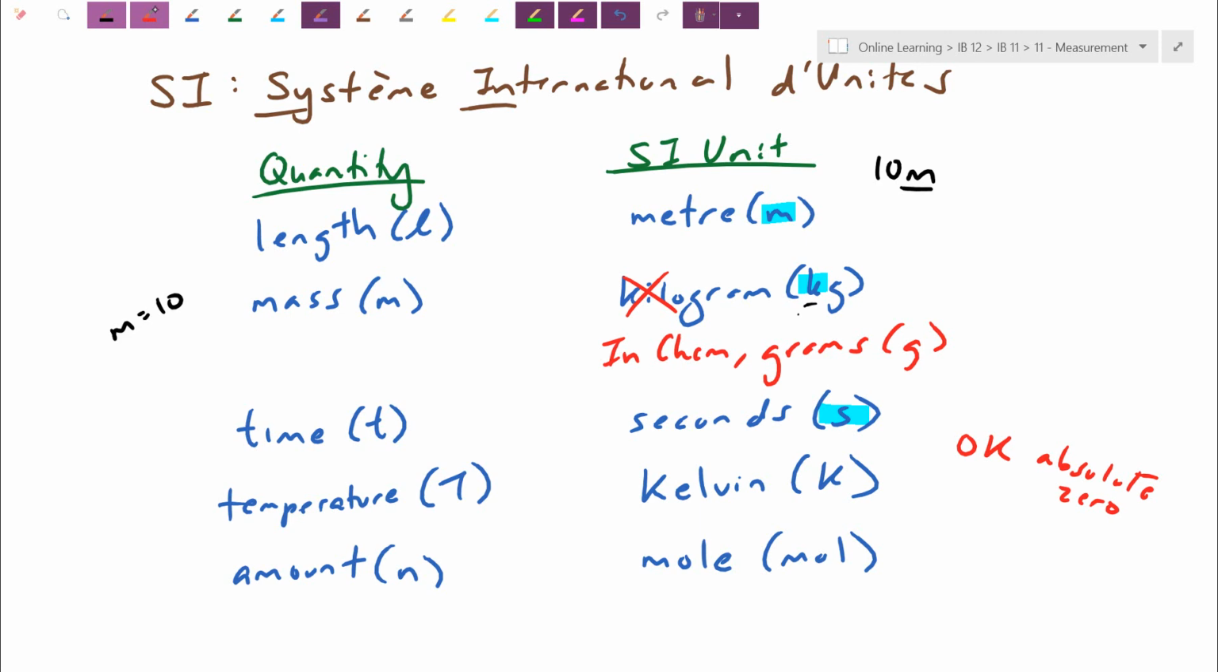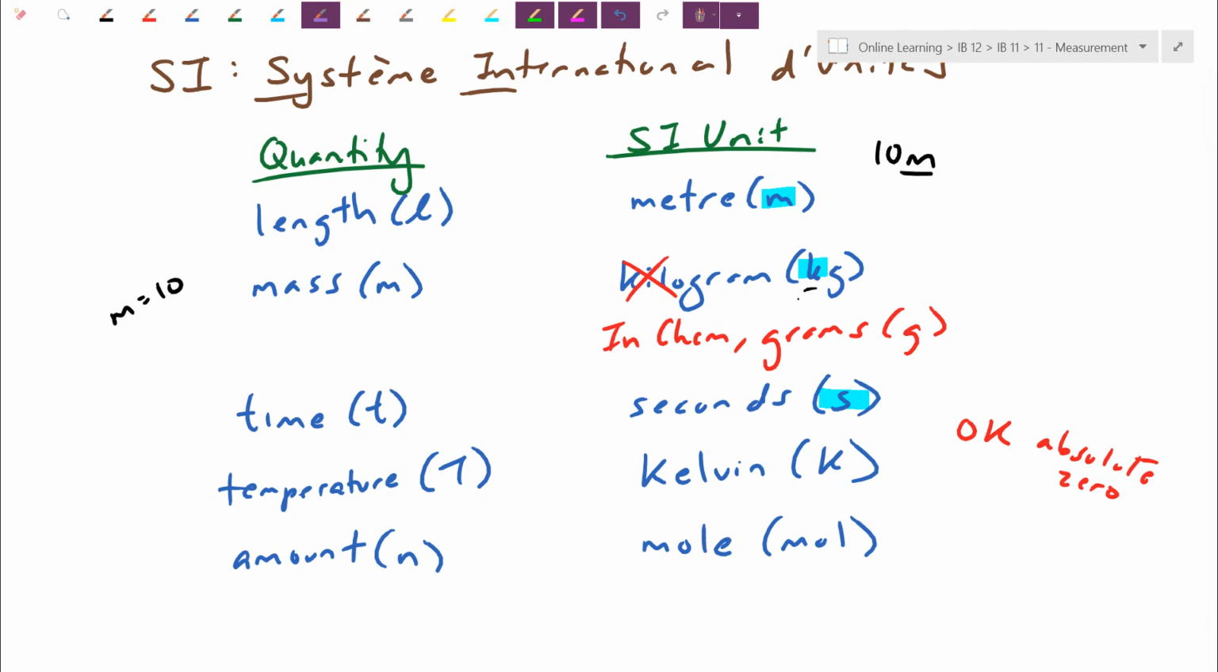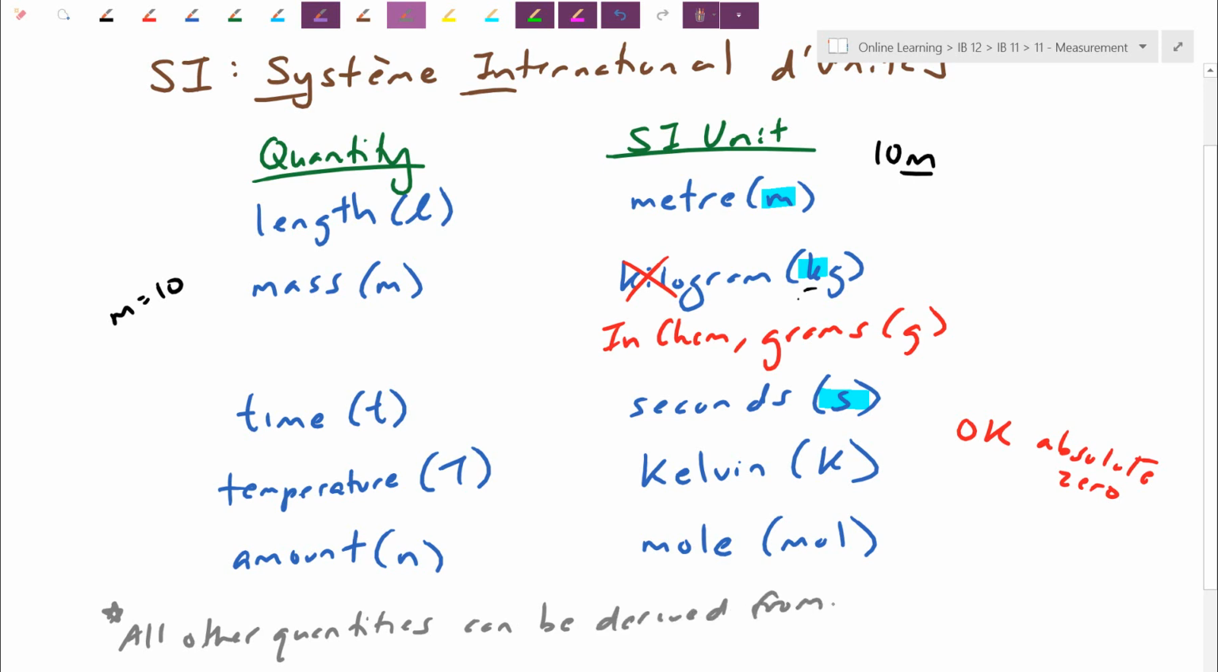Again, the emphasis here is, how come this list is so short? Aren't there other things I can measure in science? Can I measure things like area, density, things like that? Speed? What about all those other ones? All the other ones, let me write this down in words for you here: all other quantities can be derived from these units.